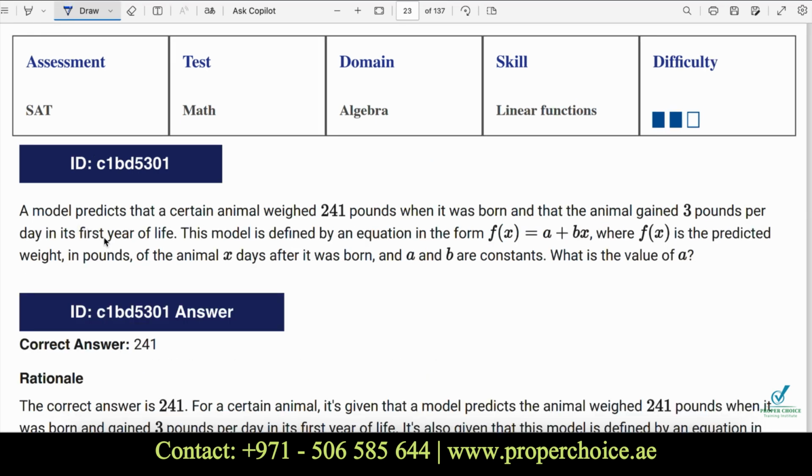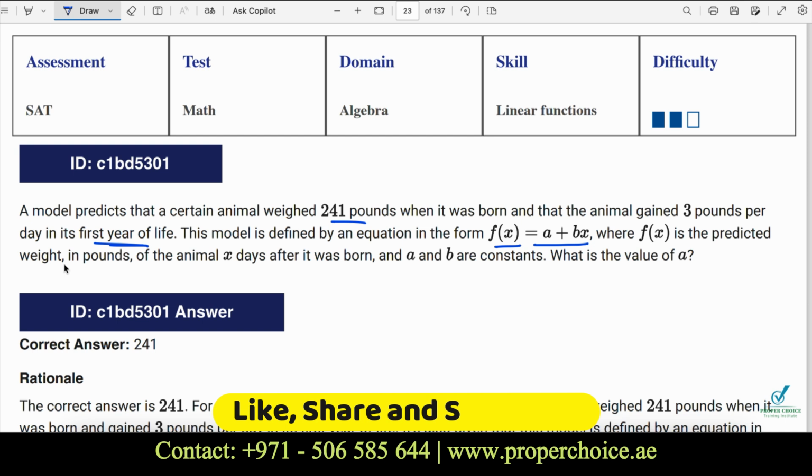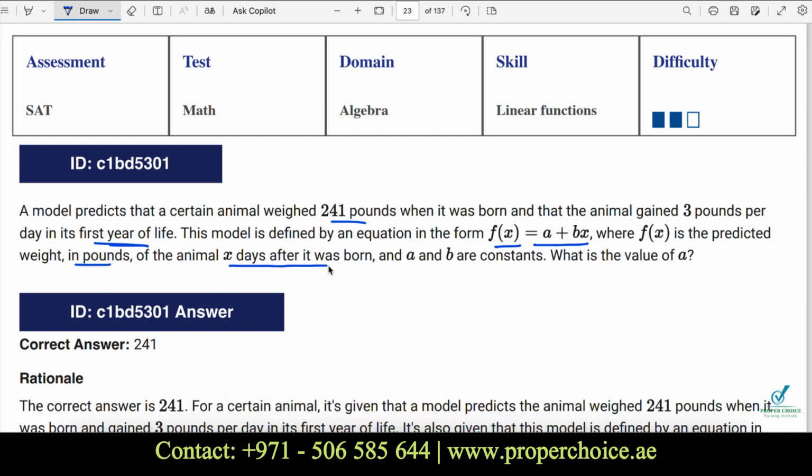A model predicts that a certain animal weighed 241 pounds when it was born, and that the animal gained 3 pounds per day in its first year of life. This model is defined by an equation in the form f(x) = a + bx, where f(x) is the predicted weight in pounds of the animal x days after it was born, and a and b are constants. What is the value of a?